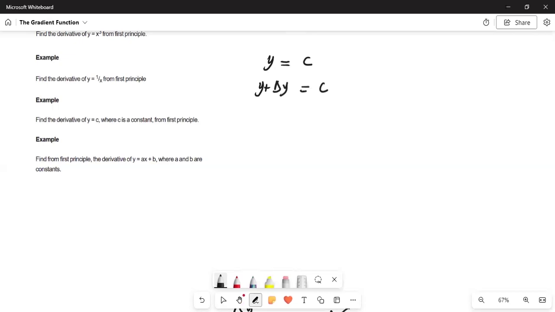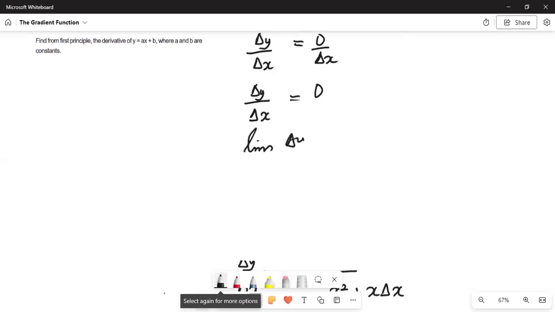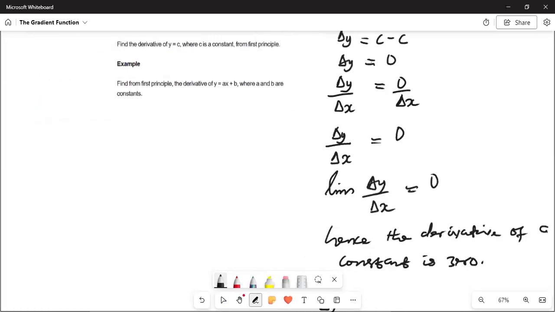Now, making delta y the subject, delta y should be equal to c minus y, but y is equal to c, therefore that will be c minus c, which is 0. And delta y over delta x is equal to 0 over delta x. 0 divided by anything is 0. So delta y over delta x is equal to 0. The limit of delta y over delta x, the derivative of a constant, is 0. Okay, that is an important thing you need to take note of. Derivative of a constant is 0.